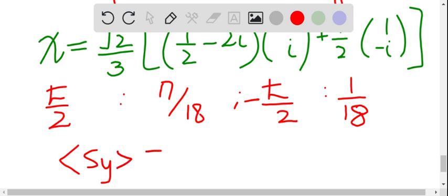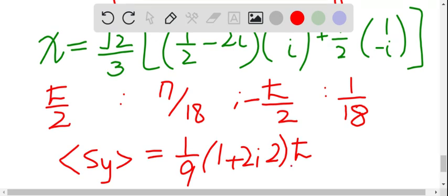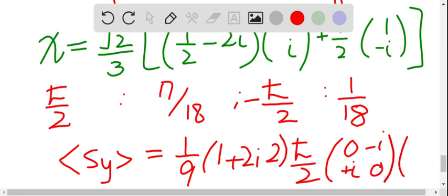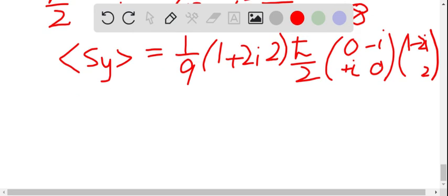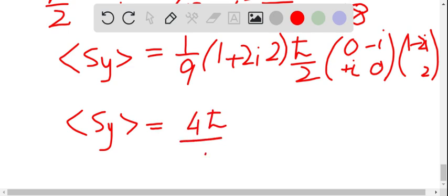So for that we would be using the equation 1 over 9 times (1 plus 2i, 2) times ħ divided by 2 times the matrix [0 negative i; i 0] times (1 minus 2i, 2), right? Solve it and we would get that the expectation value of S_y is equal to 4ħ divided by 9, right? So this is the complete solution for part d.